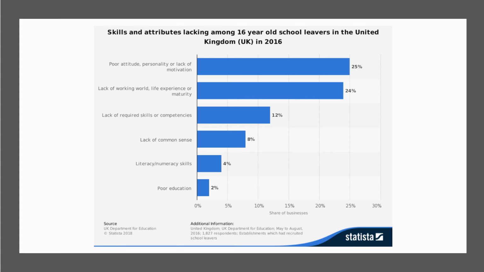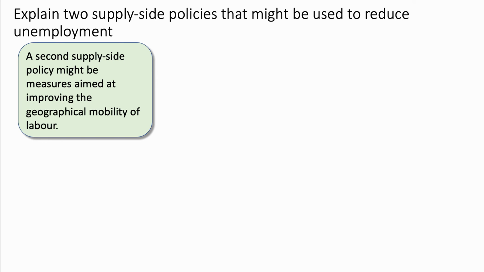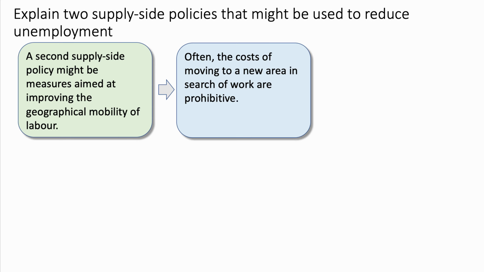Let's move now to our second supply-side policy. And again, flag this up in the exam. Make it really clear, exceptionally clear at the start of the paragraph. A second supply-side policy might be measures aimed at improving the geographical mobility of labour, the ability of people to move from part of the country to another, from area to area, from locality to locality in search of work.